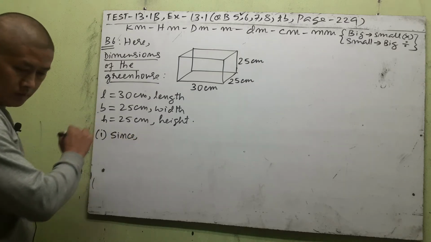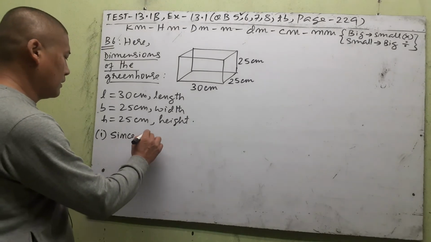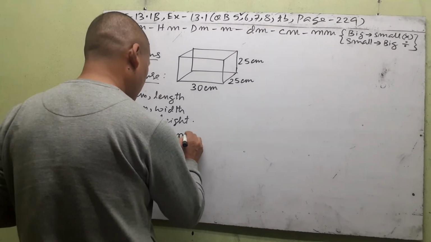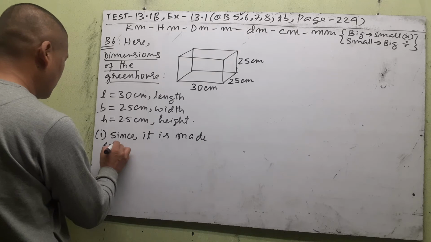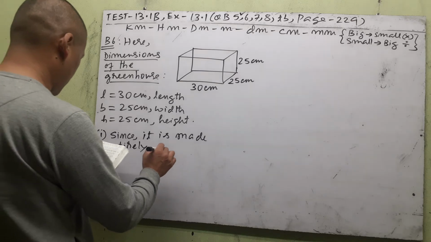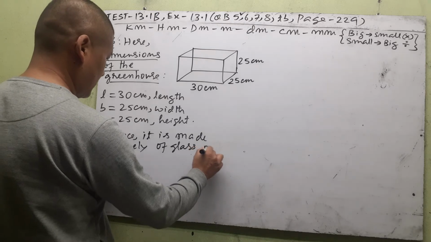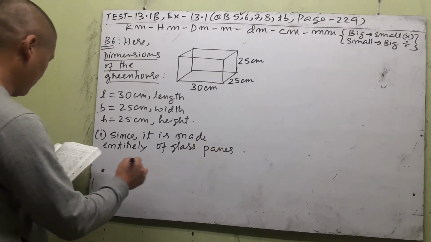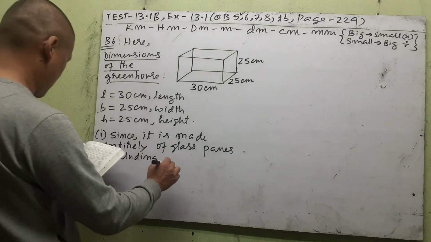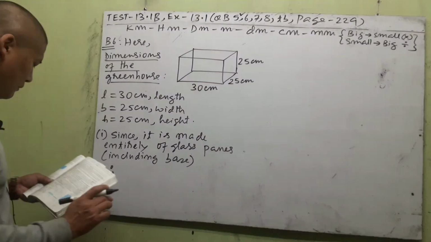According to the first statement of the question, the greenhouse is made entirely of glass panes, means glasses, flat sheets of glass, including, this is important, including the base. Therefore, question number one, what is the area of the glass?